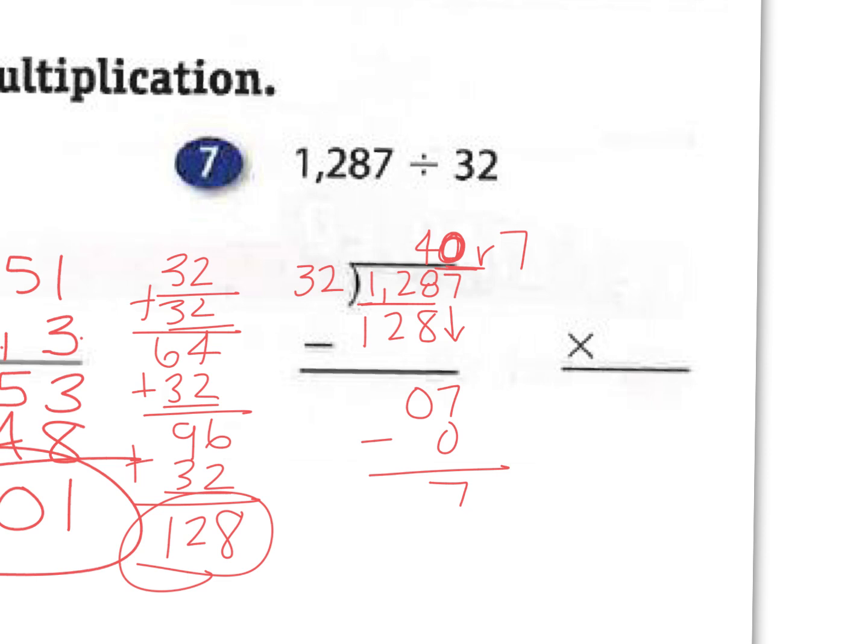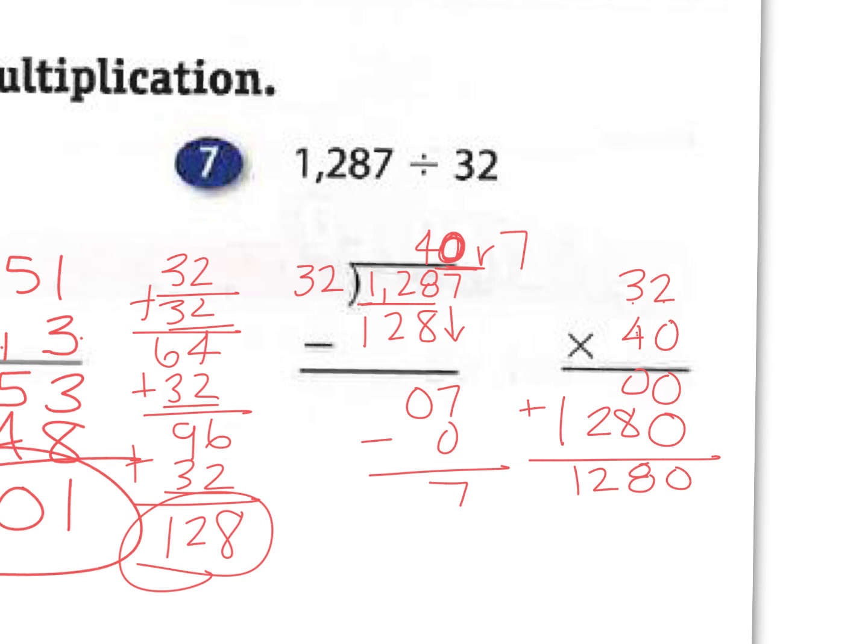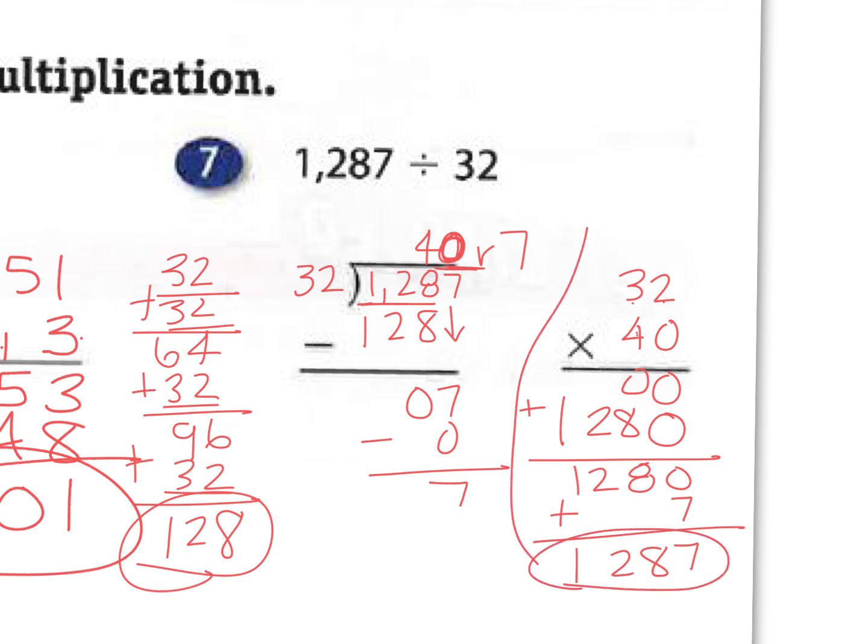So now let's check our answer. 32 times 40. 0 times 2 is 0. 0 times 3 is 0. Bring down the 0. Now 4 times 2 is 8. 4 times 3 is 12. We add those up. We get 1,280. And then we have to add our remainder. 0 plus 7 is 7. 1,287. Does this match what we did? Yes, it does. So that means we did it correctly.